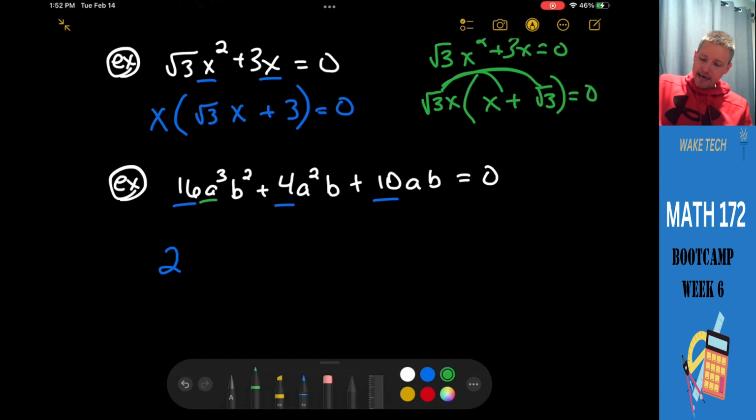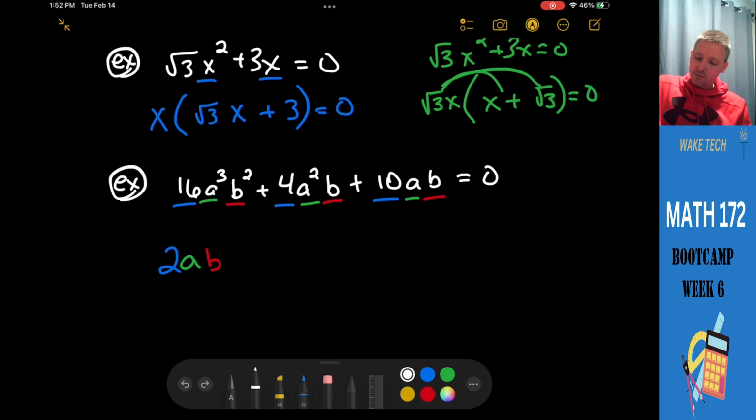Then we can look at the a's. We have an a to the third, an a squared, and then just an a. What that tells us is that we can remove just an a, the a with the smallest exponent. So we have an exponent of 3, of 2, and then of 1. So we can remove a to the first power. From the b's, we have a b squared, a b, and a b. We can remove the b raised to the smallest of those powers, 2, 1, and 1. We can remove a b to the first power.